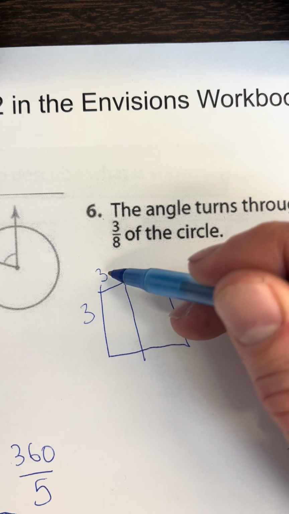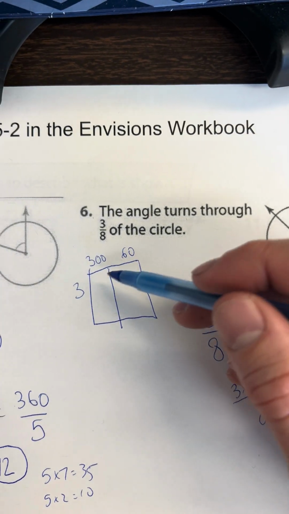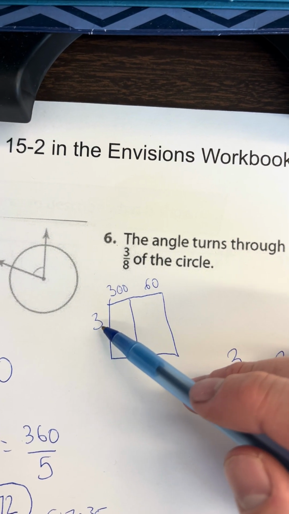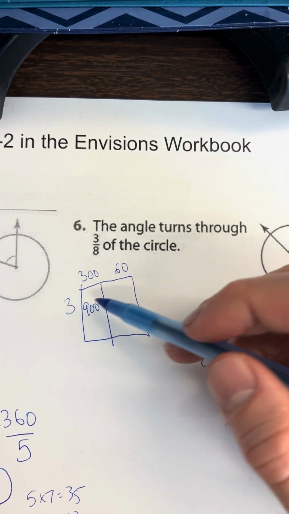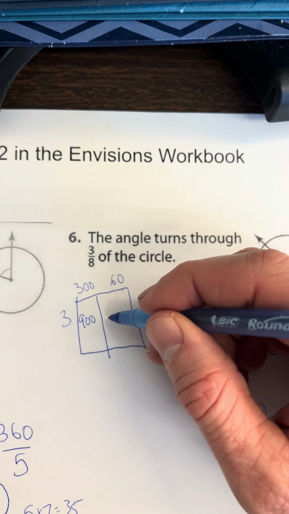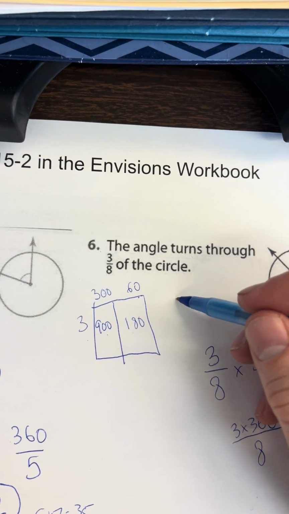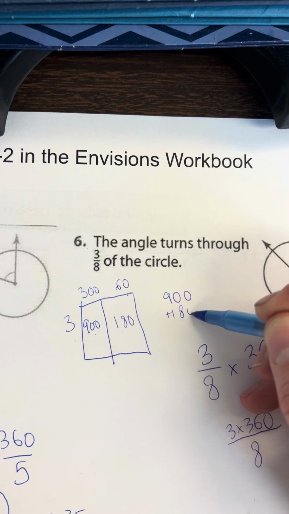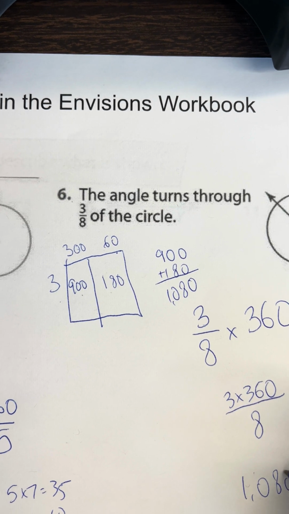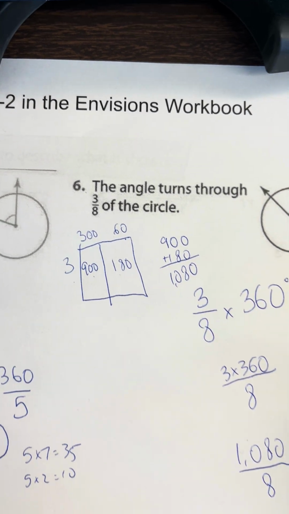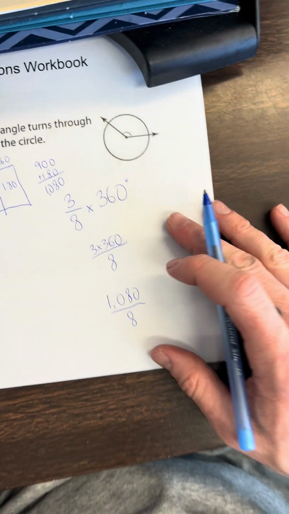Well, the 3 in 360 is worth 300, and the 6 is worth 60. 3 times 3 is 9. 3 times 30 is 90. 3 times 300 is 900. 3 times 6 is 18, so 3 times 60 is 10 times greater, 180. I've got my two partial products, 900 plus 180, and I add them. I get 1080 over 8. This is an improper fraction, so I have to do partial quotients.